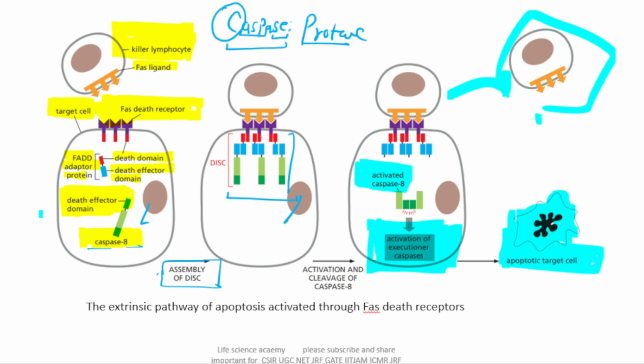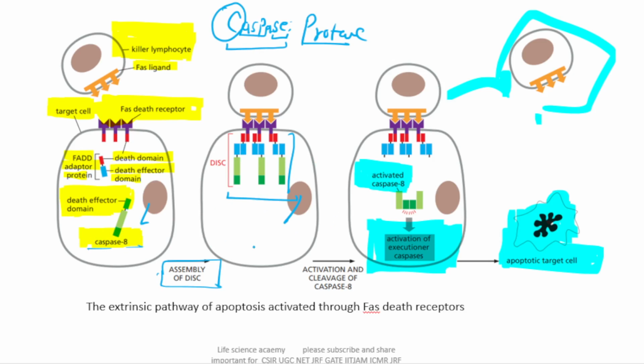You know what the extrinsic pathway is and what machineries are involved in it. This is the killer lymphocyte interacting with the target cell. So we have the death domain and the death effector domain, together known as an apoptotic adaptive domain. The death effector domain comes in, and caspase 8 comes and dimerizes, forming the DISC.